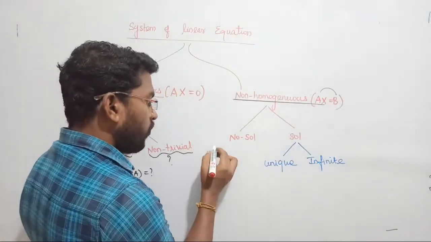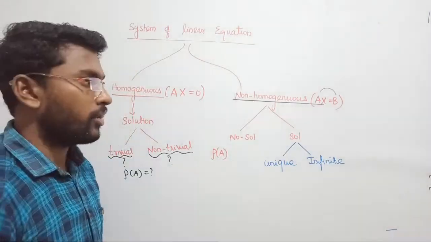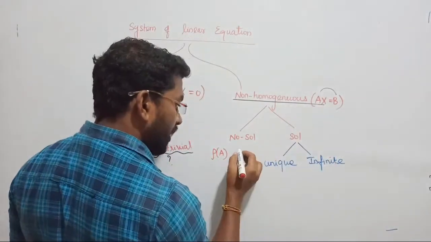First step, find out the rank of A separately, and then find the rank of the augmented matrix AB.